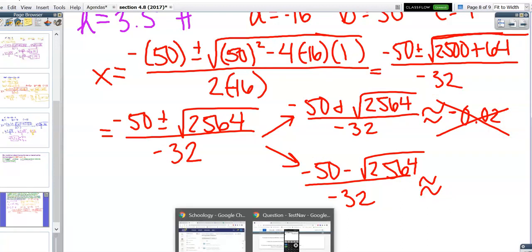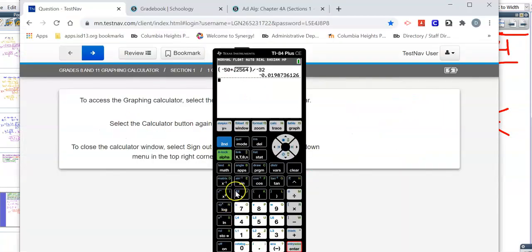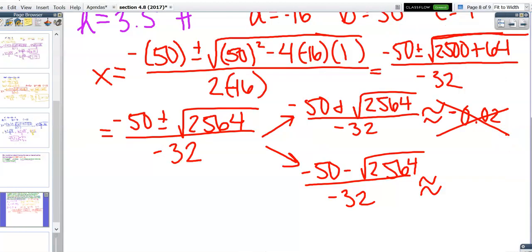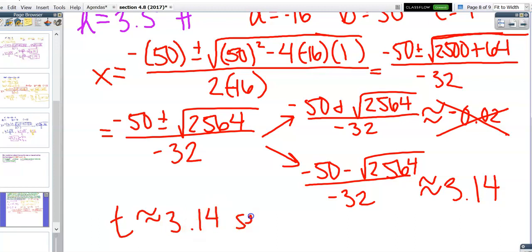And here again, it's kind of difficult to type all that back into your calculator. So hit the second key and then hit enter, and it'll bring up the exact same equation that you just typed in. This time you want to change the plus to minus and then hit enter. And now we get 3.14. So t is about 3.14 seconds.